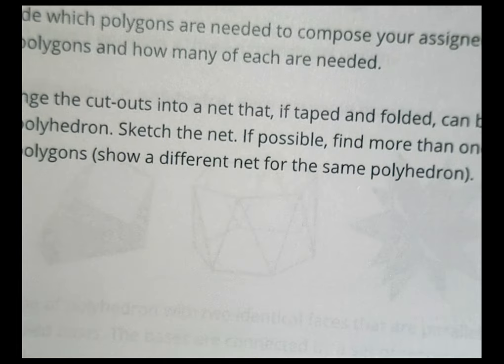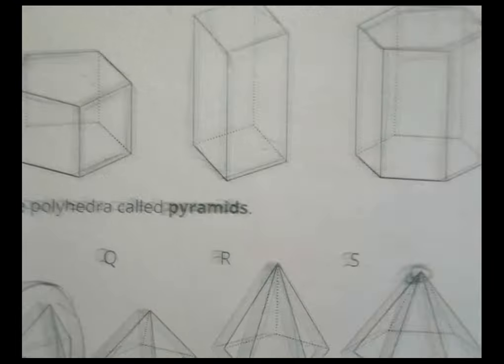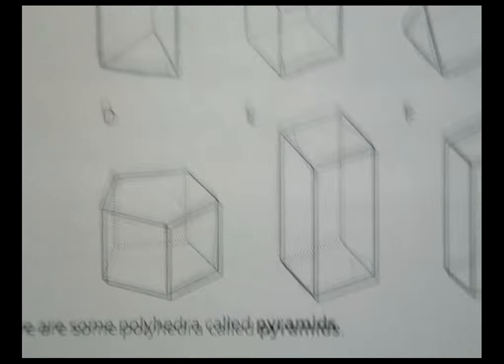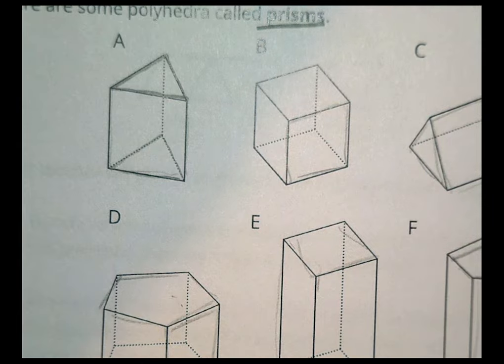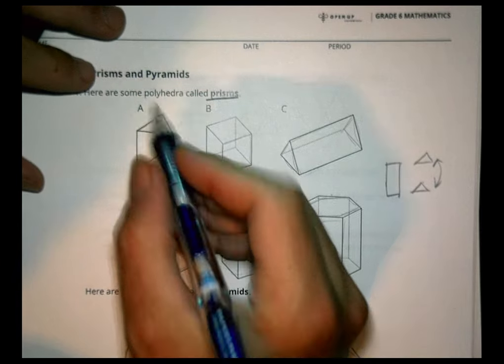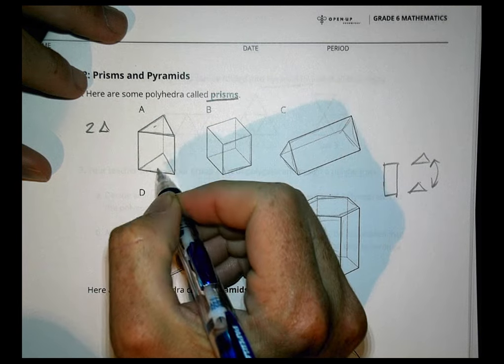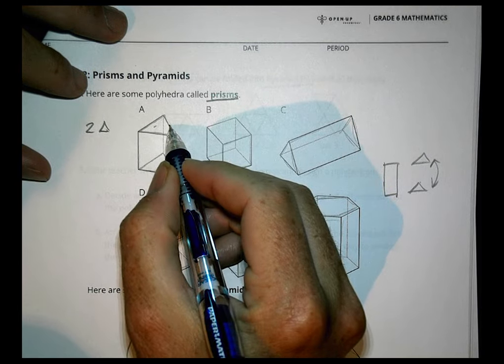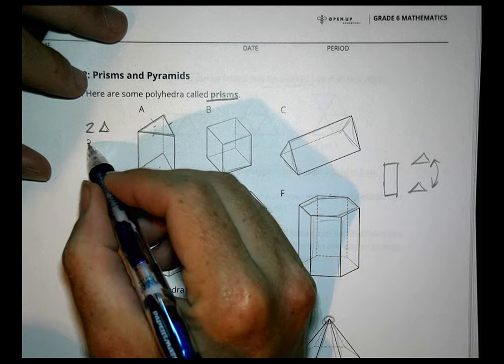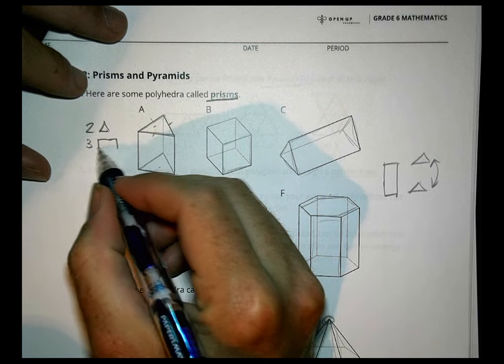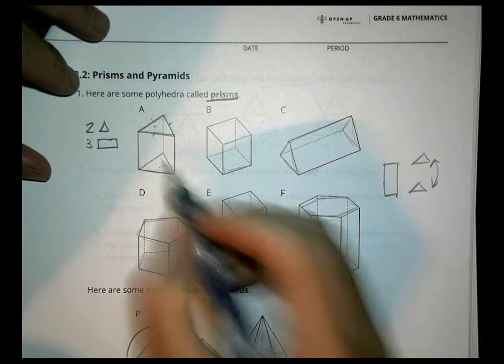So let's look back at page two and take a look at the different polyhedrons and talk about the shapes that are needed to make those. Okay? So when I look here at A, I can zoom back out. Sorry, I was zoomed in on the last part there. For this one, I need two triangles for the top and the bottom. And the triangle has three sides, one, two, three. So I'm going to need three rectangles in order to make that triangular prism.